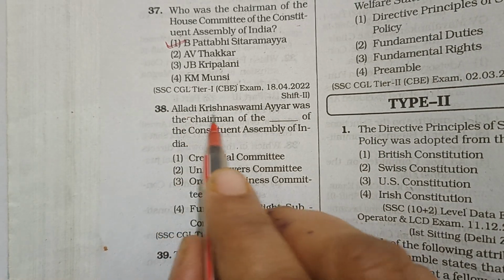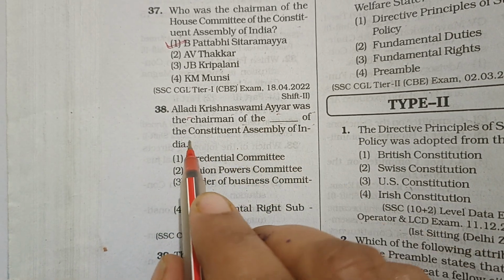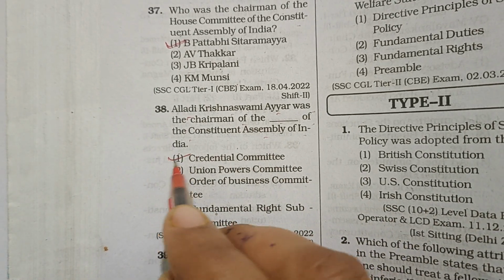Next question है: Alladi Krishnaswamy Iyer was the chairman of the dash of the Constituent Assembly of India. The correct answer is Credential Committee.